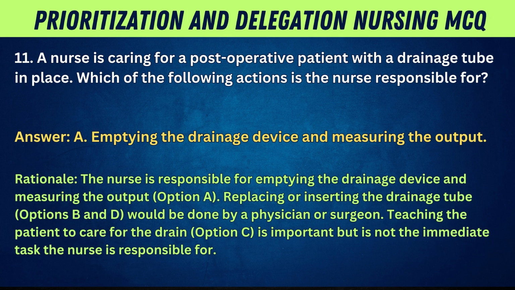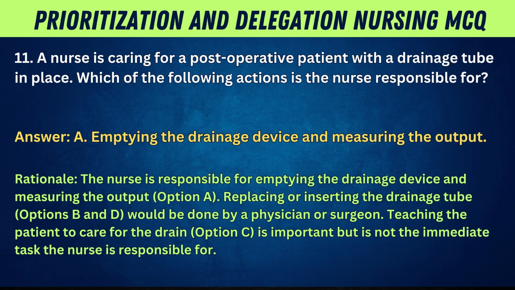Answer: A. Emptying the drainage device and measuring the output. Rationale: the nurse is responsible for emptying the drainage device and measuring the output, option A. Replacing or inserting the drainage tube, options B and D, would be done by a physician or surgeon.